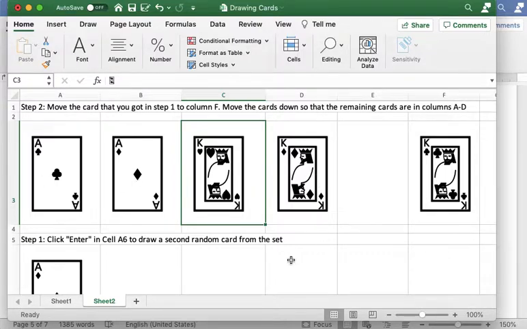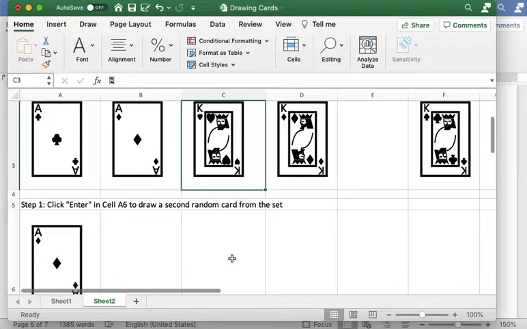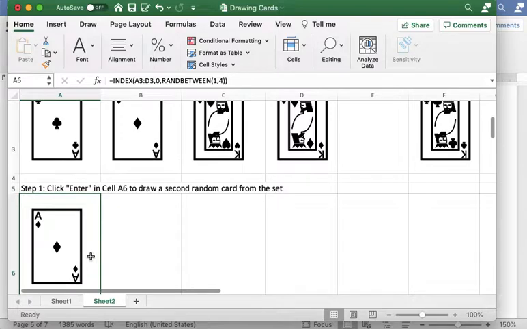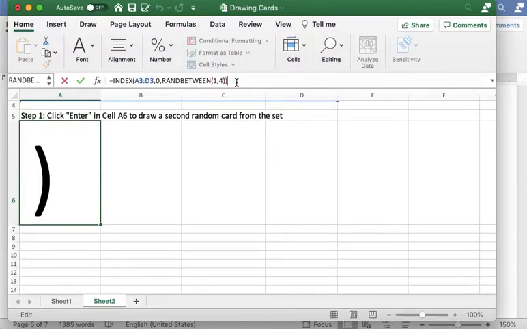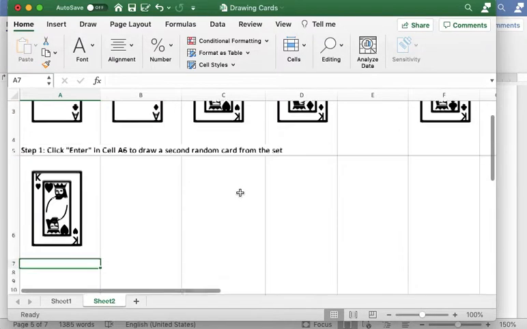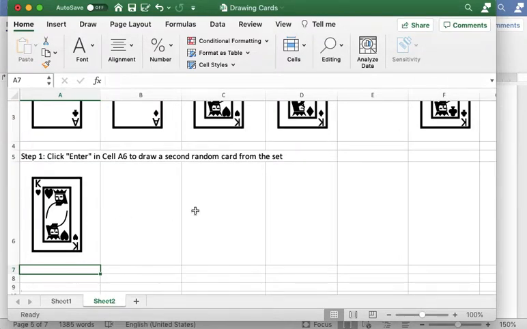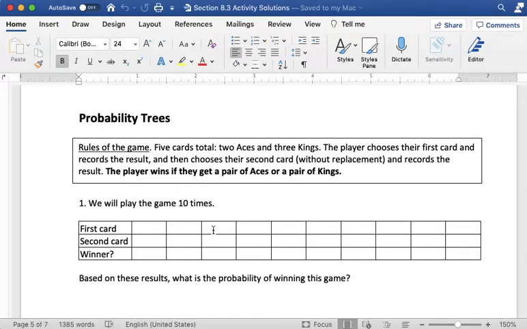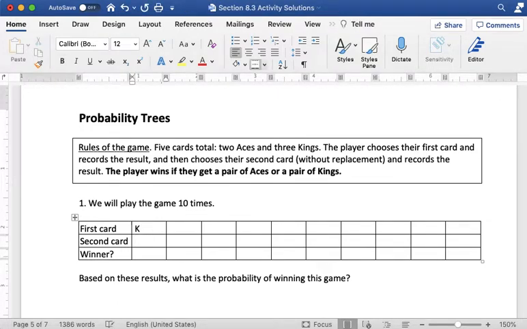And then I go down here to cell A6 and click in it, and then I'm going to go again up to my formula bar and click enter, and that's going to draw a second card. So my second card was the king of hearts. So I got 2 kings. I won on my first time through. So I'm going to record my results here. So I got king and king, and then yes, I was a winner.